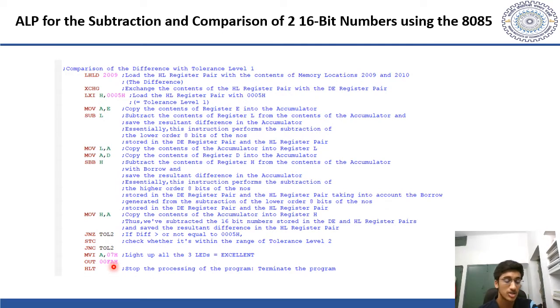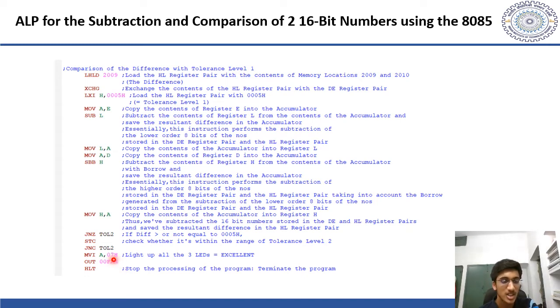It is in fact to the actual or the correct enunciation of that particular word, and therefore it is excellent. In that case, we would be lighting up all the 3 LEDs, and the LEDs would essentially be lit up by providing this particular data byte over to this particular port of the 8085 microprocessor, wherein we have essentially connected a decoder and further on a latch in order to light up the required LEDs, and an LED would essentially be lit up whenever it is provided with a 1.